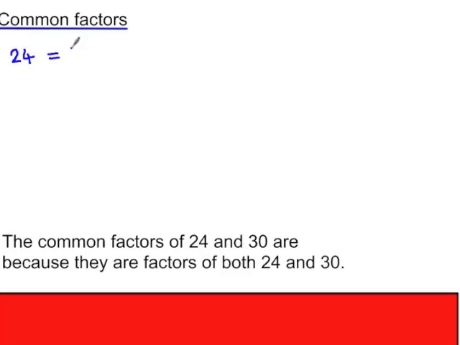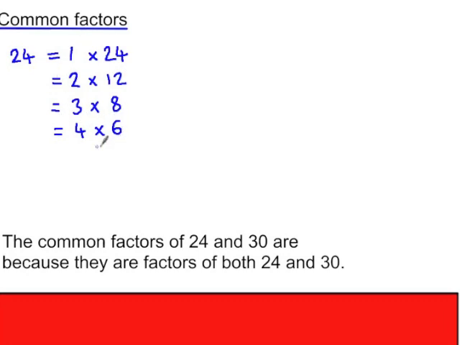So we'll start with 1, and we know that 24 is 1 times 24. Then we'll try 2. We can see that 24 is a multiple of 2, and it's 2 times 12. Is 24 divisible by 3? Yes. 3 times 8. Is it divisible by 4? Yes. 4 times 6. Is it a multiple of 5? No, because it doesn't end in 5 or 0. Is it a multiple of 6? Yes, we already know that because it's 4 times 6.